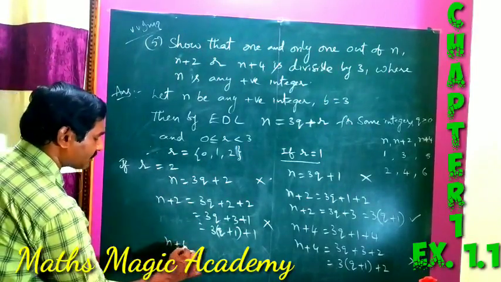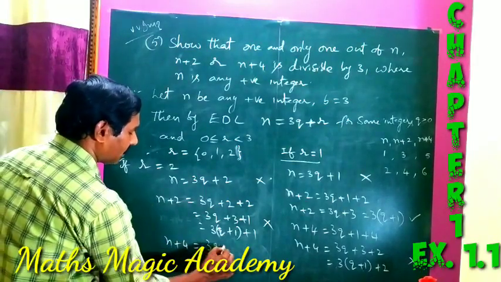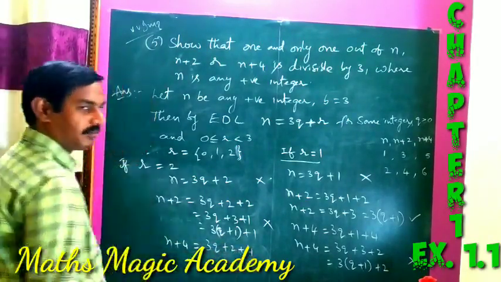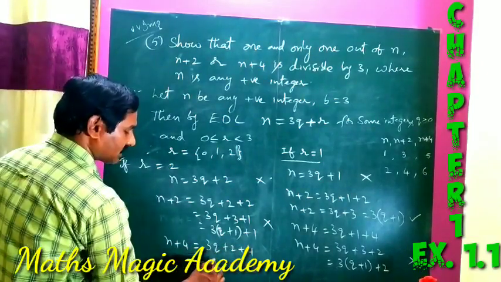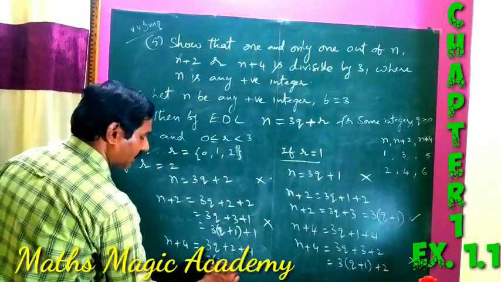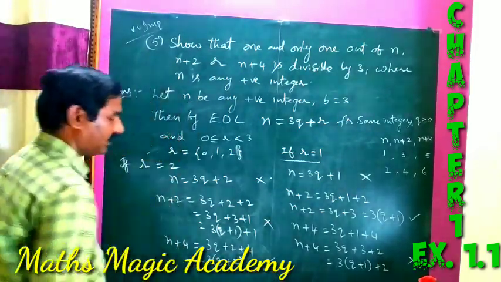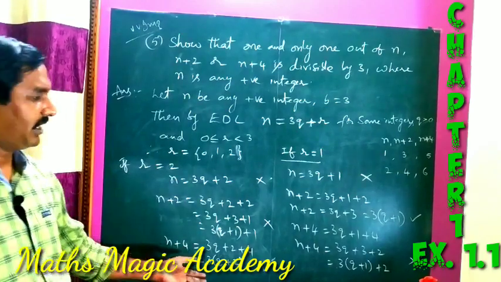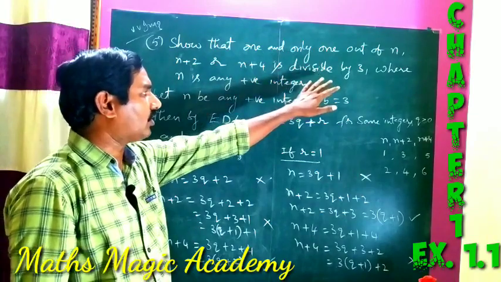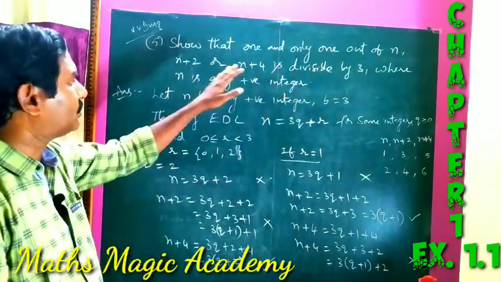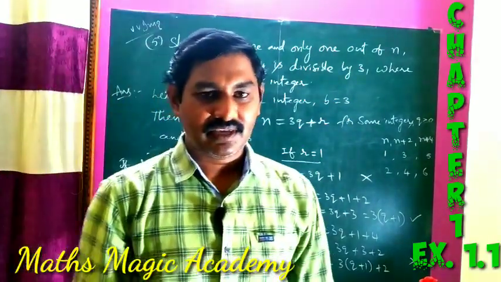Next, n plus 4. We are adding 4 on both sides. So 3q plus 2 plus 4. In this case 4 plus 2 is 6. So 3 into q plus 2, since 3 twos are also 6. So it is a multiple of 3. That means it is divisible by 3. So we can say that one and only one out of n, n plus 2, n plus 4 is divisible by 3. Okay. Thank you, children.